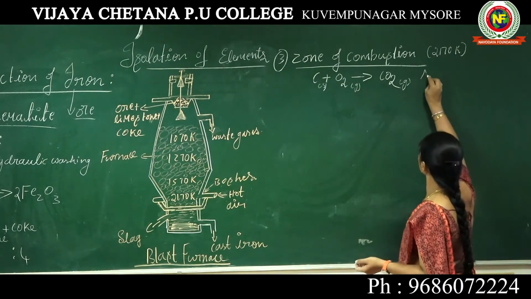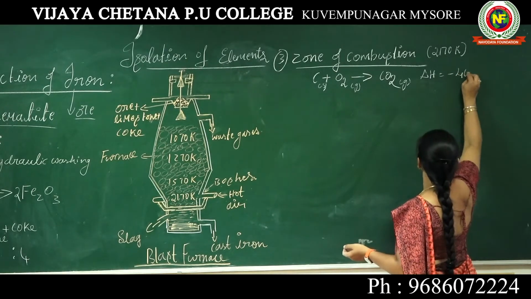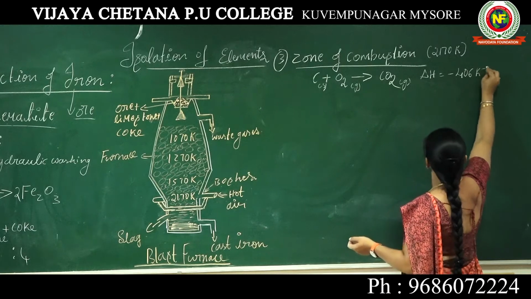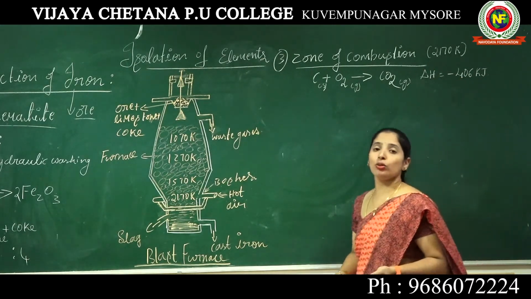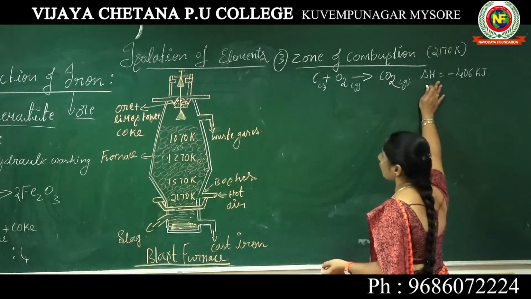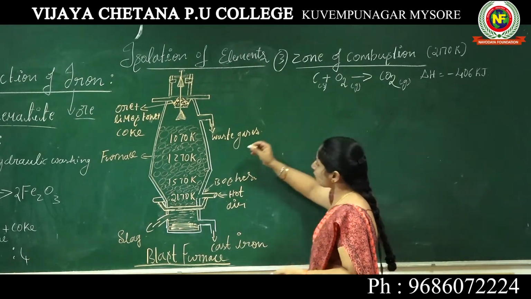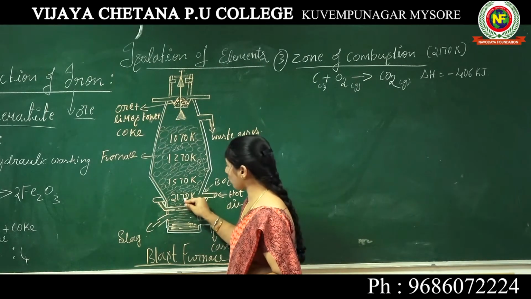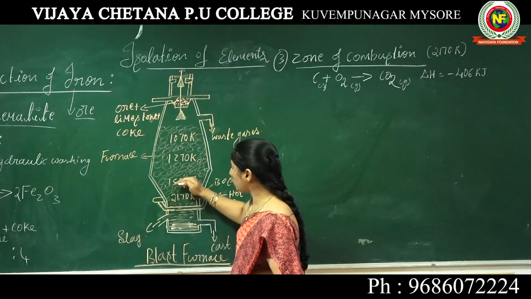What about its enthalpy? The enthalpy is minus 406 kilojoules. The minus means it is an exothermic reaction, with a loss of energy. So when the coke combines with oxygen to form carbon dioxide, this carbon dioxide moves up.